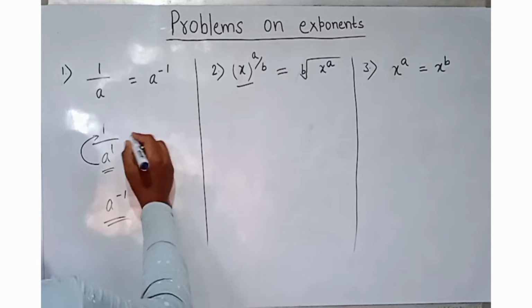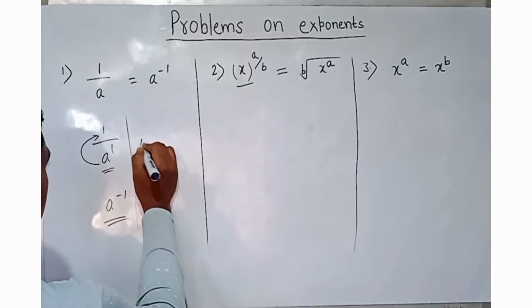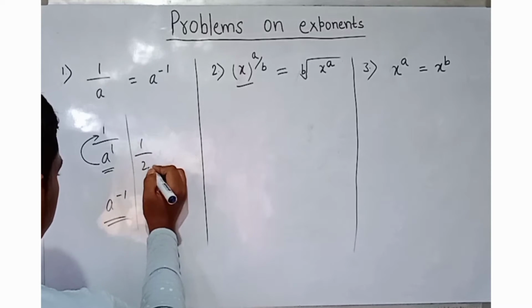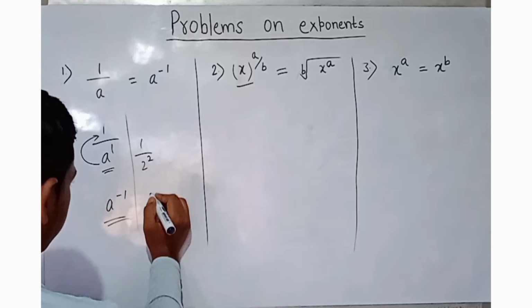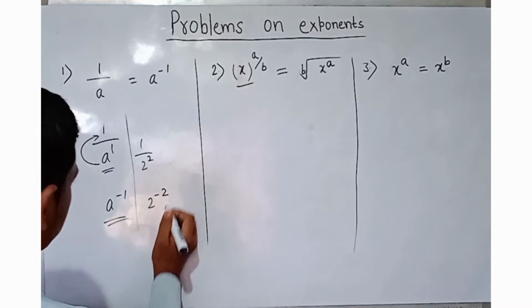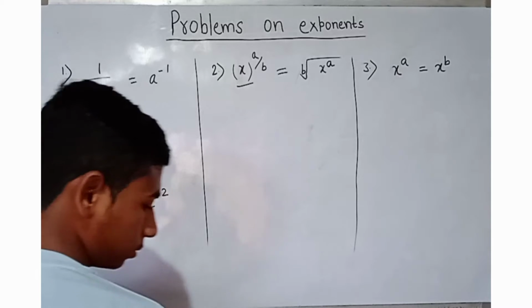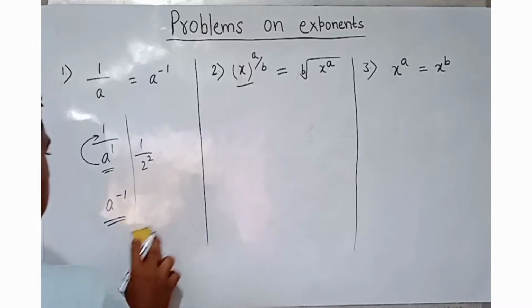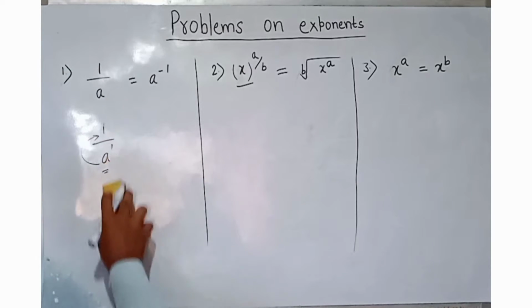For example, if you have written 1 by 2 power 2, it will be 2 power minus 2. So this was this law.